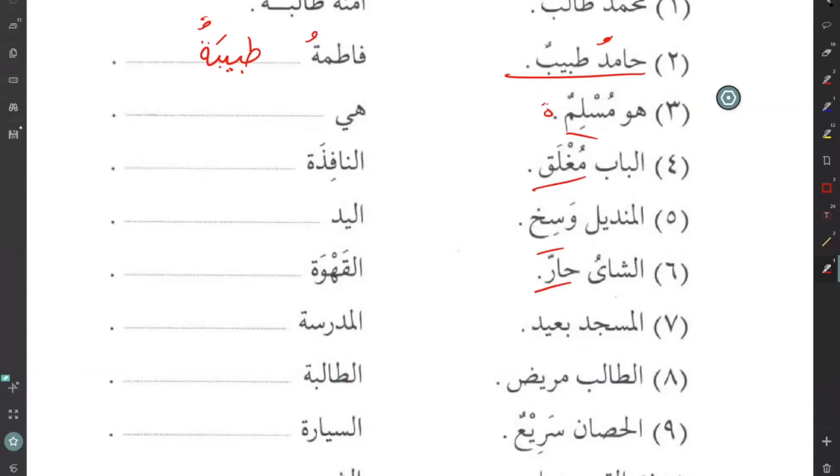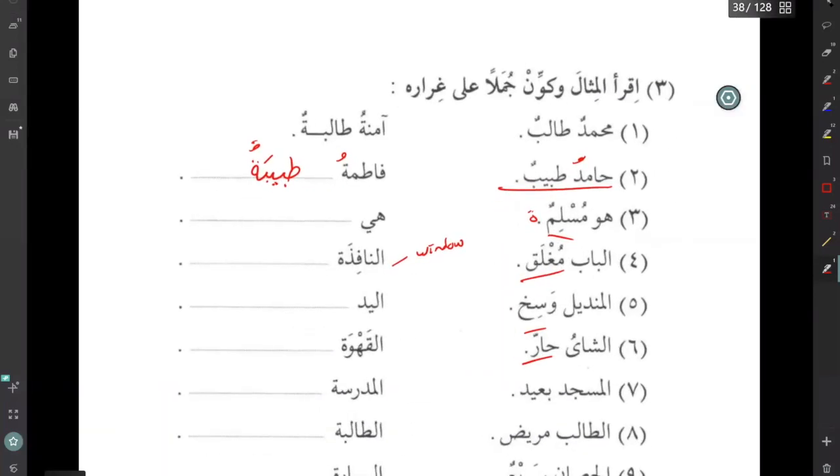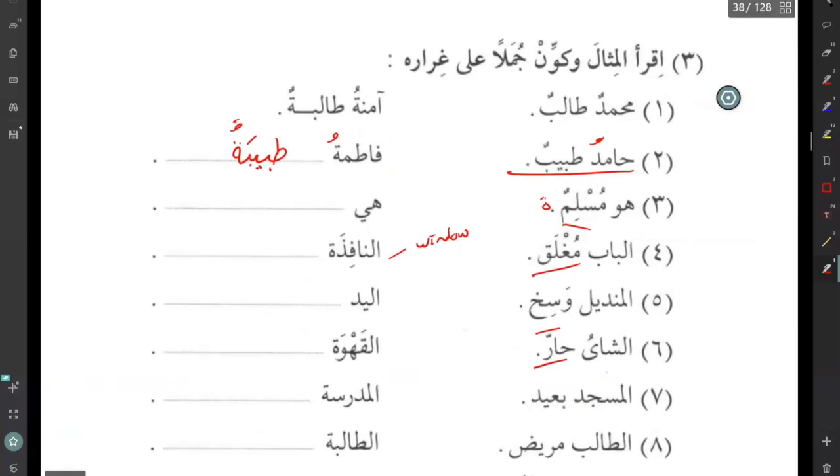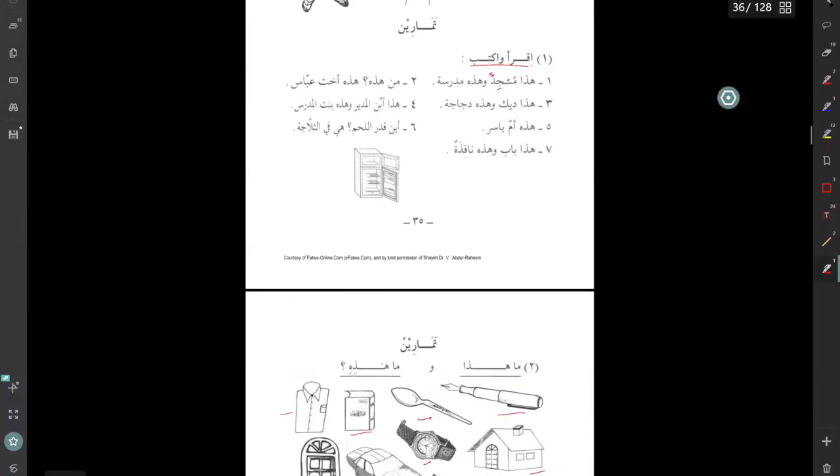Huwa muslimun, hiya muslimatun. Al-babu mughlaqun. An-nafidha, nafidha is window. Nafidha is mughlaqatun. And if you don't know the words, use the dictionary that I gave you, okay? Inshallah, if you have any question, can you guys do this one? It's very simple and a very nice exercise. This is the whole thing about how to transform a masculine word to a feminine word. Do this one and make sure you know all of these words.